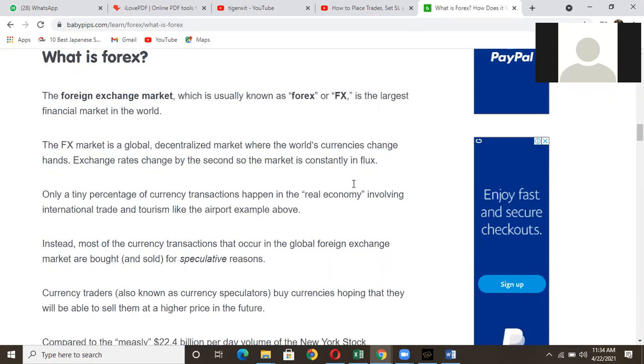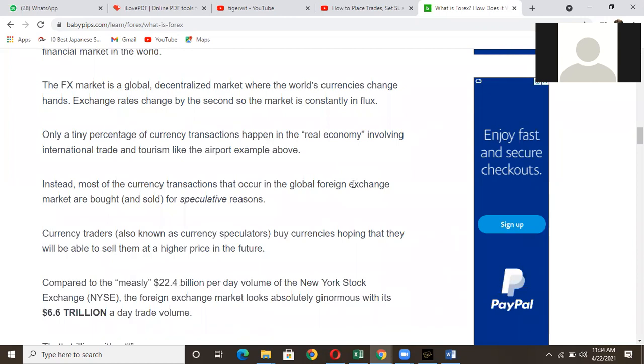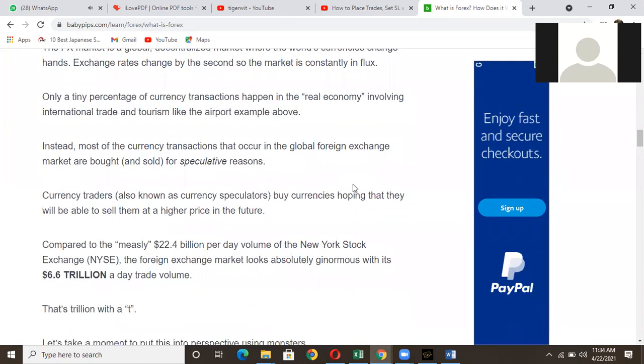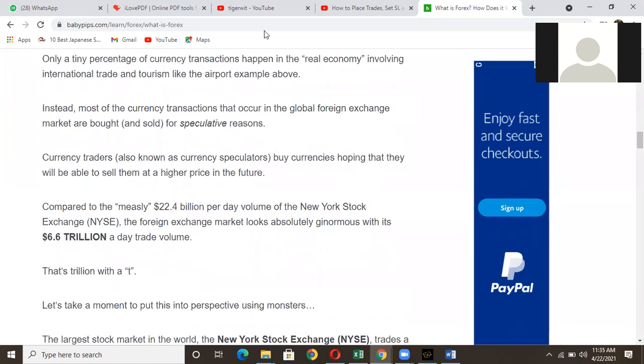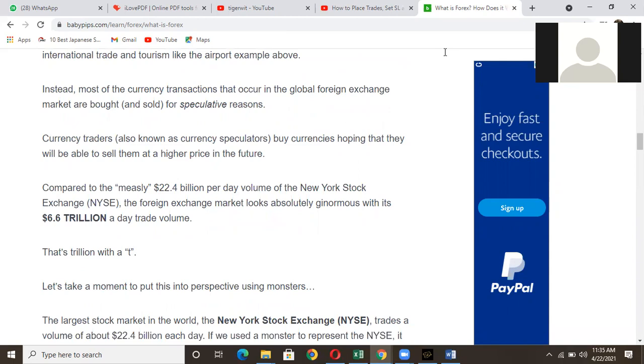Only a tiny percentage of currency transactions happen in the real economy involving international trade and tourism. Another thing I want you to understand is that most of these currency transactions occurring in the global foreign exchange, whether you're buying or selling, are usually speculative. It means we want to speculate how this economy will perform, and how they are going to do in the long term. If you're looking, for example, at the US, if their jobs will be better, or the unemployment or employment rates will be better, we are looking to buy into that currency. So let me also explain it in another way.